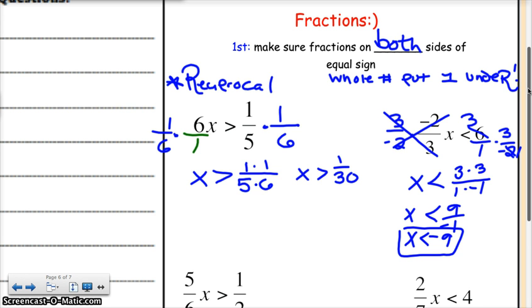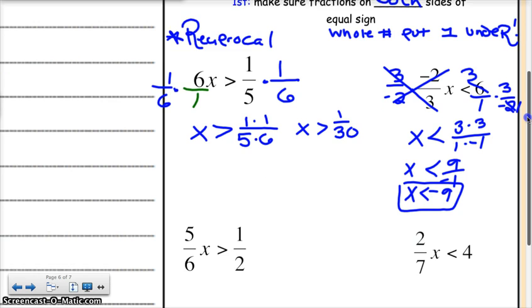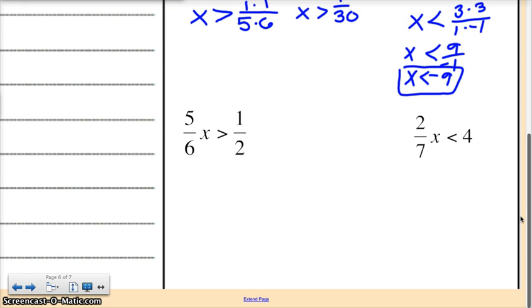Now you don't have to do that strategy. Notice if you went 6 times 3 is 18. 18 divided by -2 is -9. Okay? All right, next one.